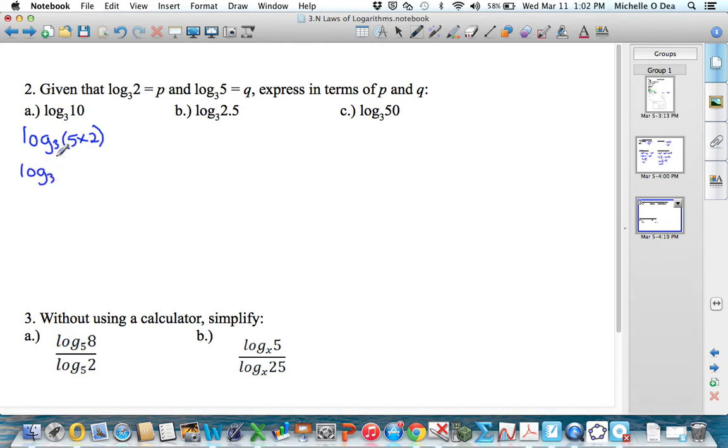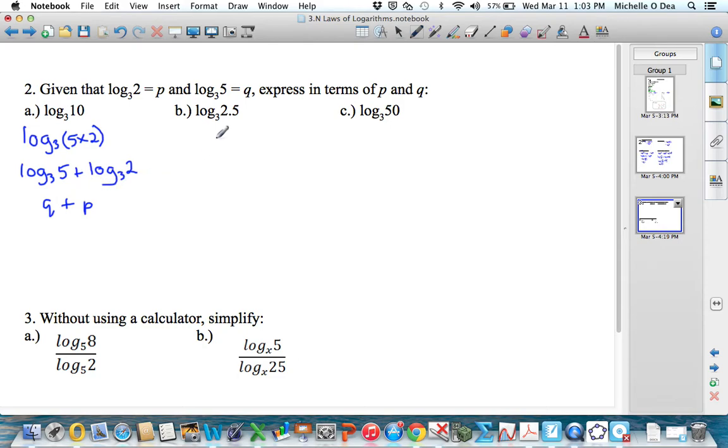This time notice I have to write the base because it's not base 10. So I write it the longer way because I have two things multiplied together in the brackets here. So I'm going to write it as an addition. So log of 5 base 3 plus log of 2 base 3. And now this becomes a really easy question because I know log of 5 is q, so I'm going to just replace that with q plus, and I know from up here, log 2 base 3 is p. And I'm finished. I've answered the question. It says express in terms of p and q.